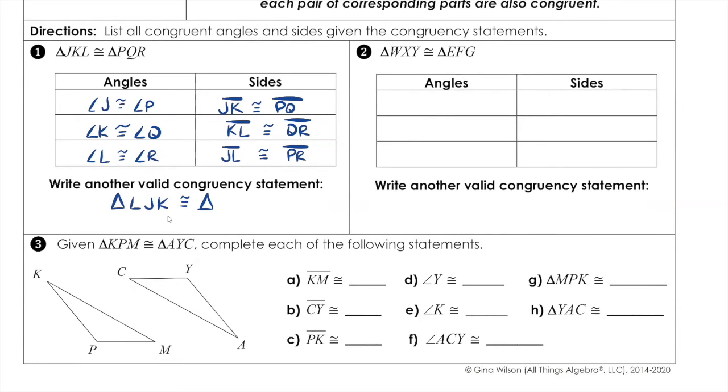Why? Look at the angle relationships above it. Who was L congruent to? R. So L comes first. Now R is going to come first. What about J? P, and then K, Q. So we just rewrote our congruency statement, but we still have to make sure our vertices are lining up how they're supposed to.